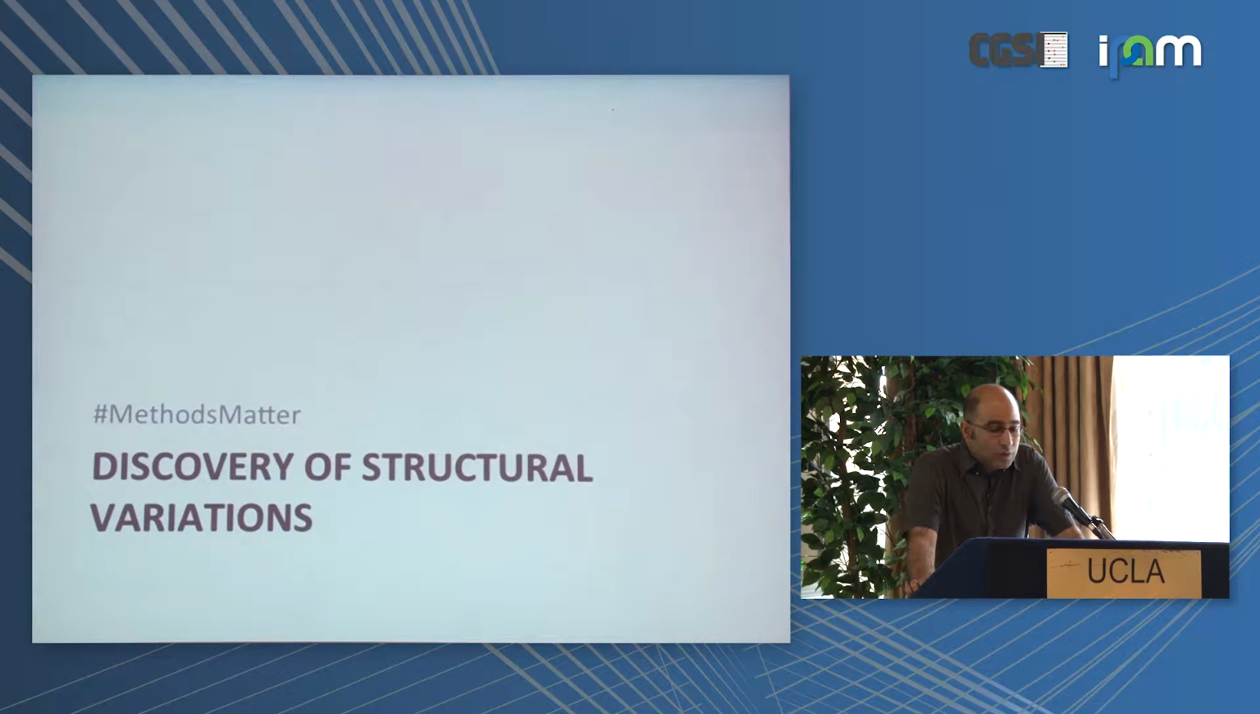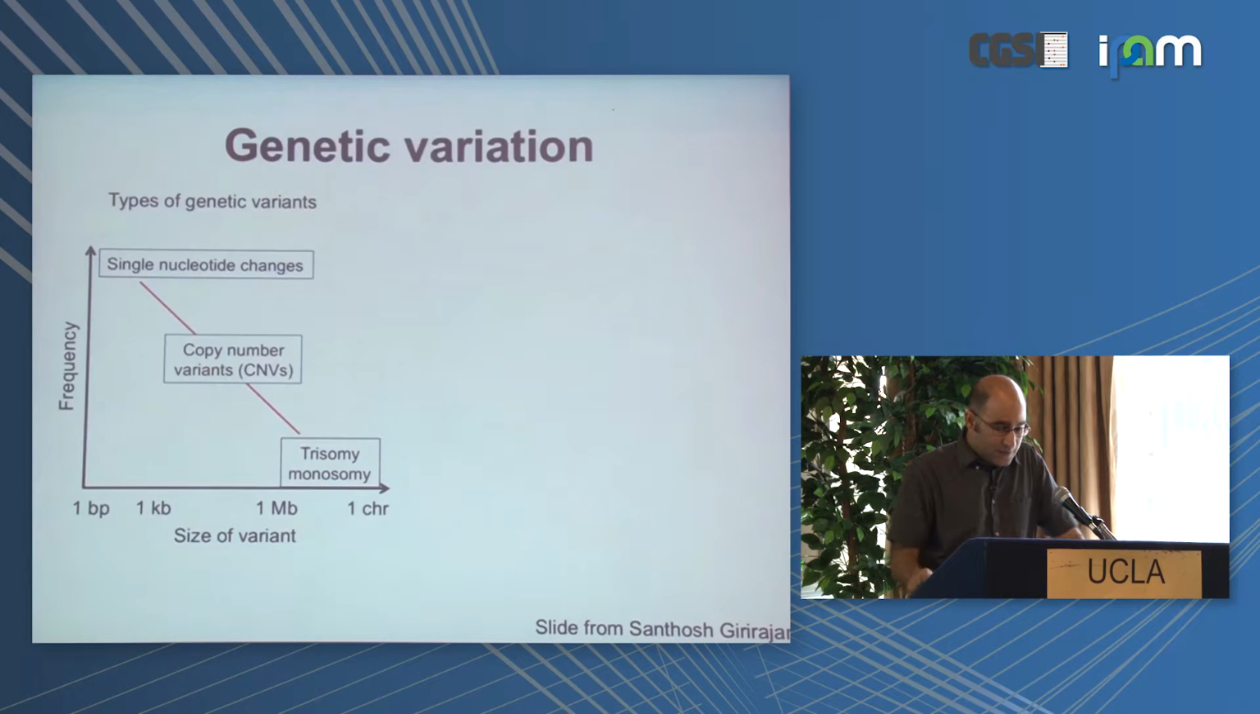So now that we know a little bit about the basics of structural variation, how can we find structural variations? First, note that the frequency of a variation depends on its size. In other words, the most frequent variations are the smallest ones, single nucleotide changes, then the copy number changes, and the larger ones become very, very rare.